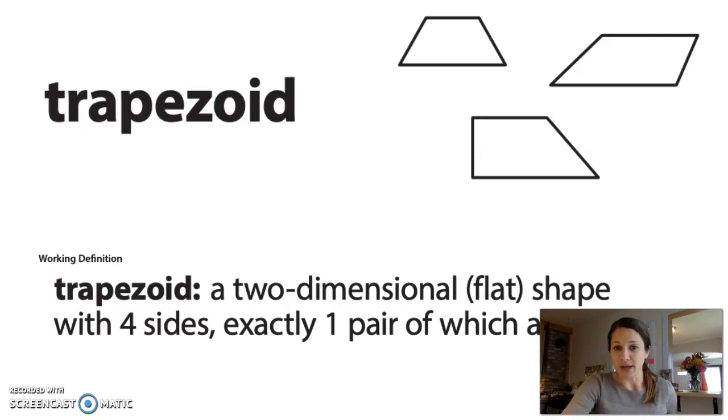So a trapezoid has exactly 1 pair of parallel lines. You can see that in these trapezoids up here. In this one, the bottom and the top, those are the parallel lines. That is the 1 pair of parallel lines. But if you look at the sides here, those lines, if they would continue, they would cross. So those are not parallel. So this is a trapezoid because there's 1 pair of parallel lines. And that's true with the others too.